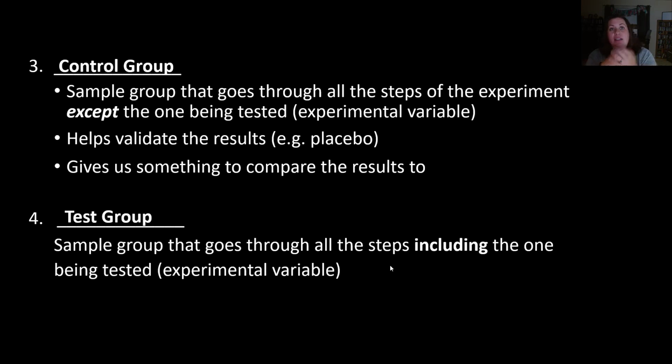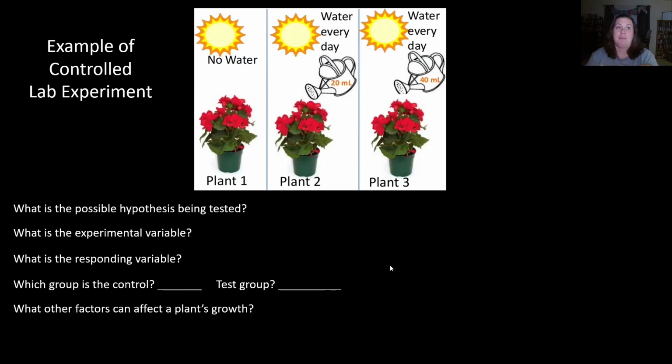And last but not least, then you have the test group. So the control group is the one that does not have the experimental variable. The test group is the group that does. And sometimes you'll have different test groups depending on what kind of experimental variable you have.